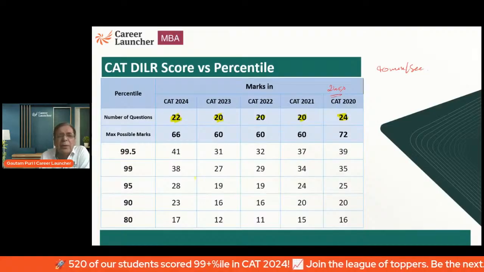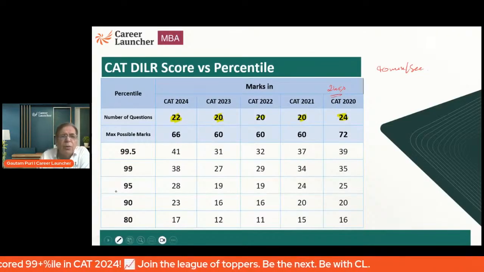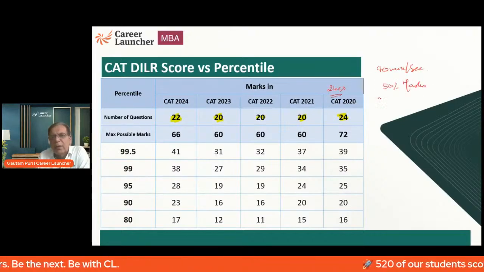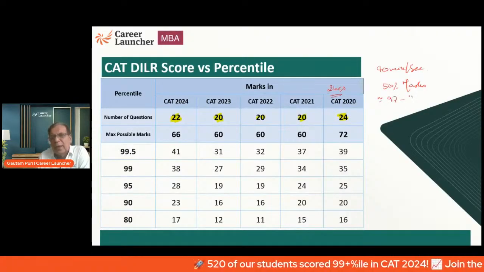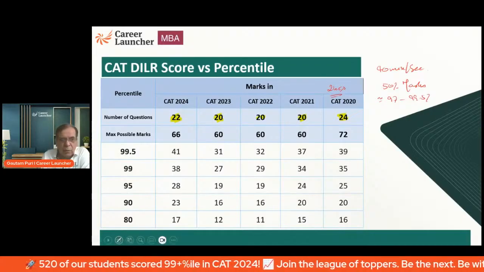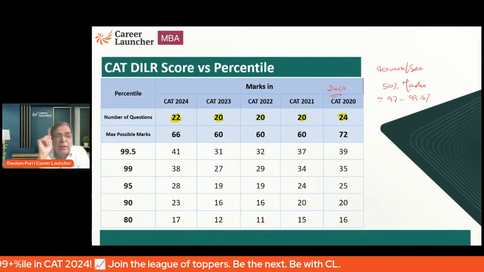But the critical thing to understand is where is 99 percentile. The ground rule which you can use from a DILR perspective, that if you have 50% marks, you will be somewhere around 97 to 99.5 percentile. This has been the data if you look at CAT as a whole over the last 5 years, and even before that, if you look at that was the thing.